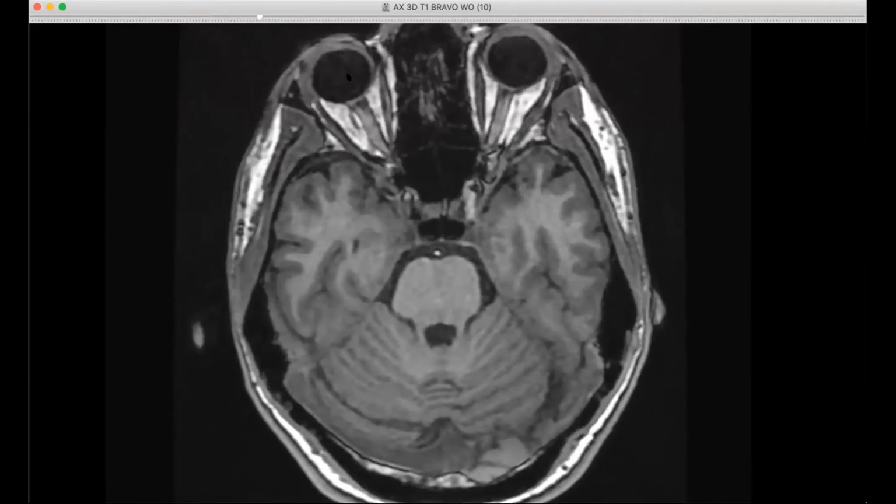Now, these are the eyes, and you know what is this? The ocular nerve? Is it the ocular nerve? Yeah, that's the ocular nerve. And it's surrounded by fat. Yeah, absolutely, by fat. That's right. So it's surrounded by fat.